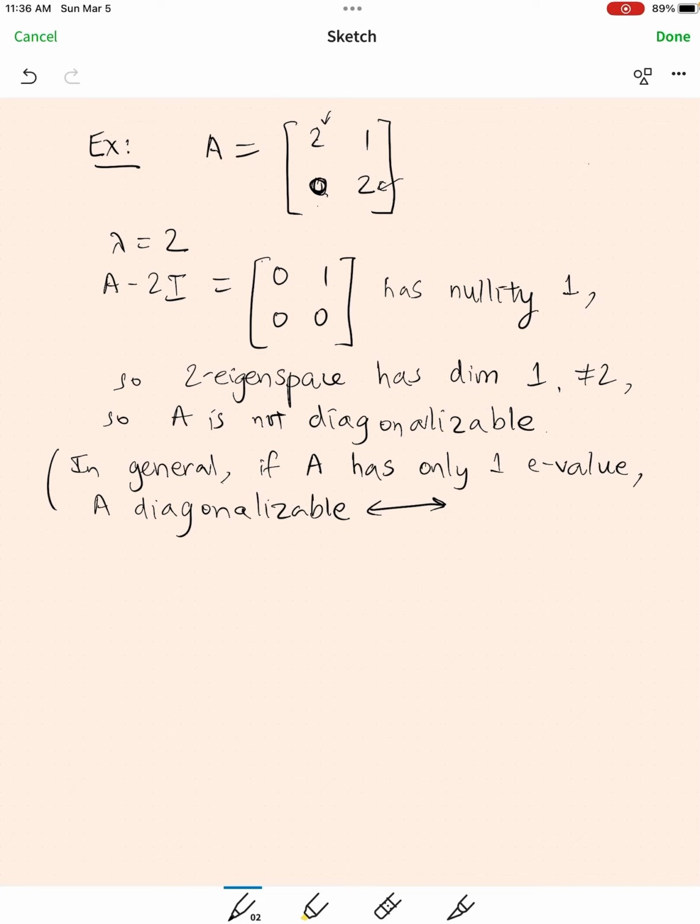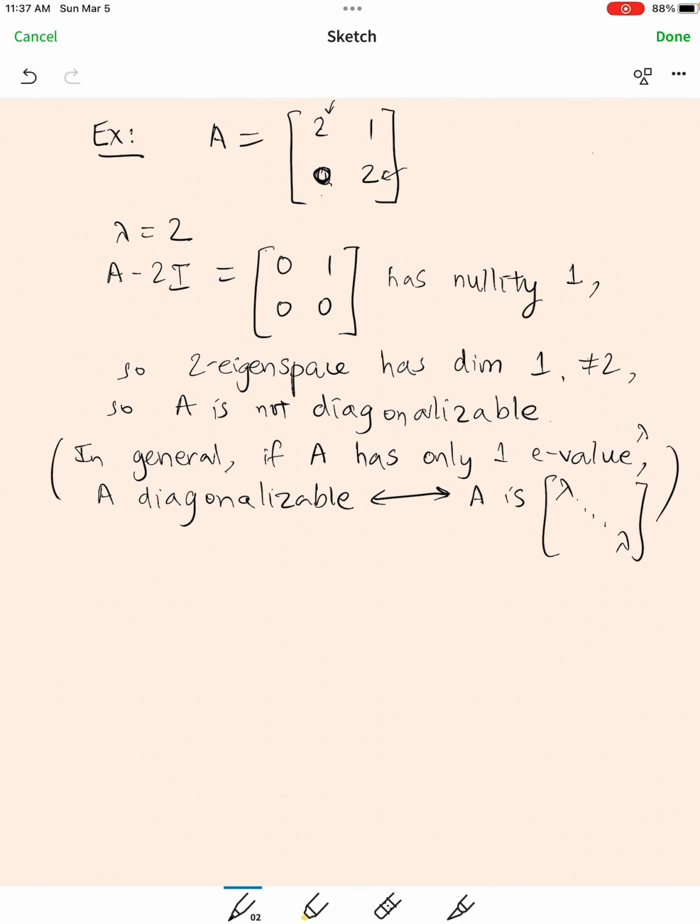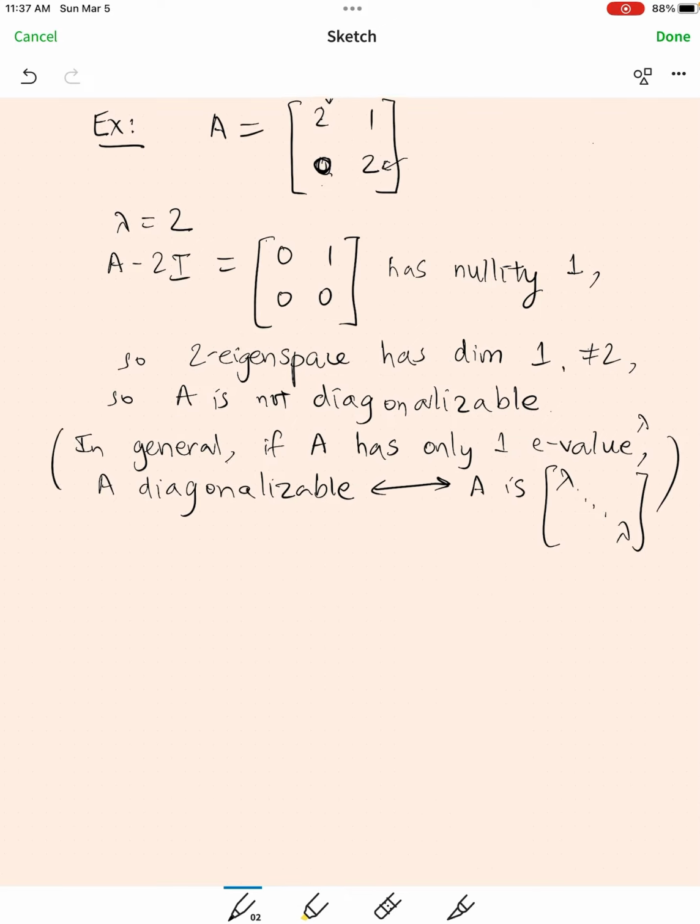if and only if, precisely when A is just... so if the eigenvalue is lambda, the only way this can be diagonalizable is if A is the diagonal matrix. Because you need n linearly independent eigenvectors that are all scaled by lambda. Okay. So that's an easy example of something that's not diagonalizable.